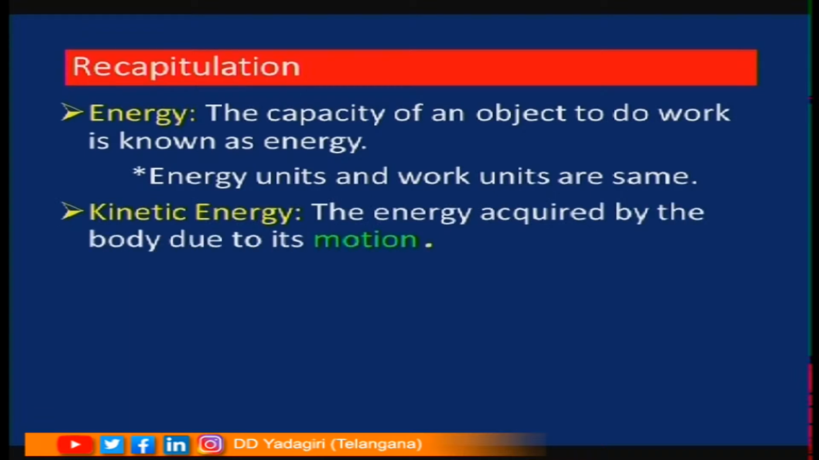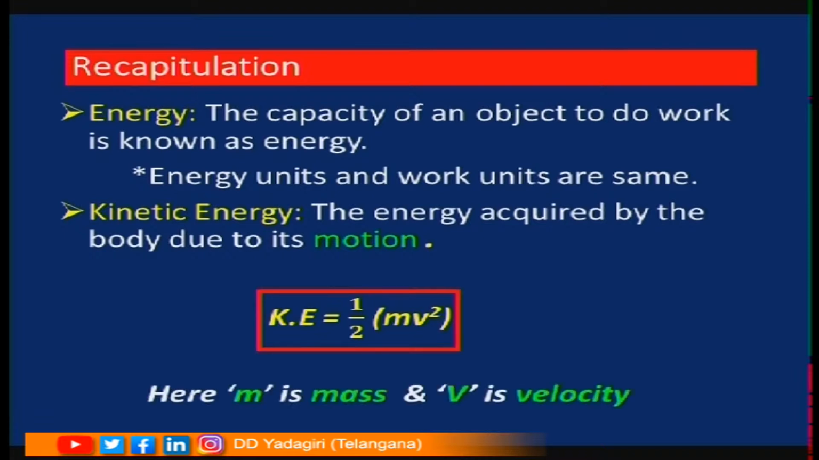We also derived the equation for the kinetic energy. What is this kinetic energy? The energy acquired by the body due to its motion. When the object has motion, means it has some speed, then it possesses kinetic energy. The mathematical expression for kinetic energy is half mv square. Here m is the mass of the object and v is the velocity of the object.